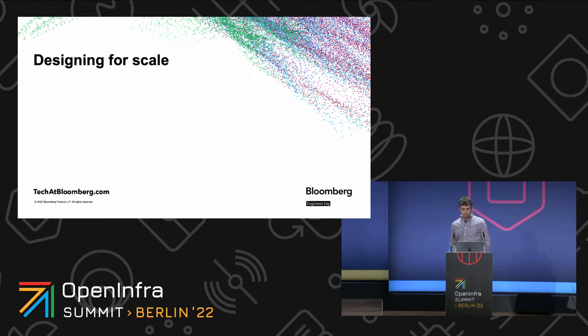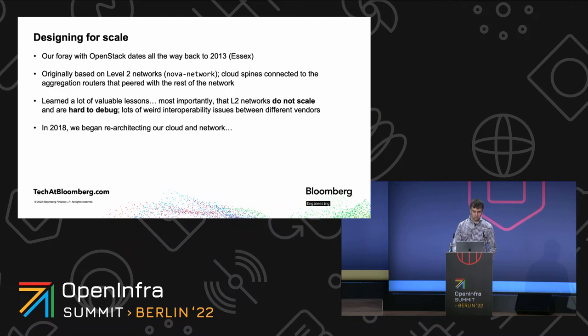So in terms of designing for scale and the network architecture choices that we made, our foray into OpenStack started with Essex back in 2013. Much like other OpenStack clouds of that era, we were using Nova Network with a layer 2 network underneath it. I'm going to oversimplify, but it was just two spines, a simple layer 2 fabric. Over the years, there were changes to this approach. We didn't just keep the same thing, but the design was nevertheless layer 2 at its core. And as the cloud grew and users started using it more and moving to it, we did have a few run-ins with this approach.